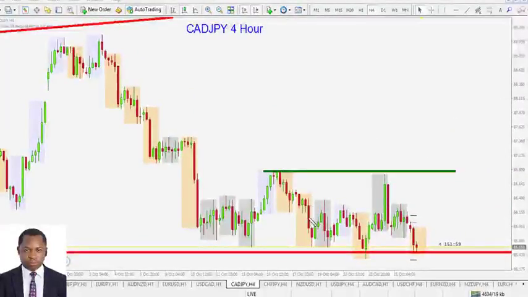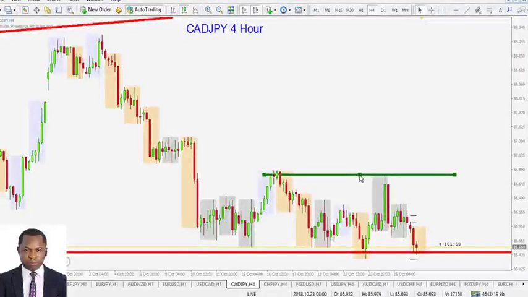For this week, did we miss anything? No, we didn't. The price has been in a range for the Canadian dollar against the Japanese yen. There was no directional bias for us to follow. For you to trade profitably, you need to have a clear directional bias.